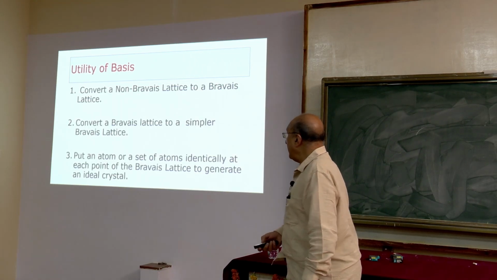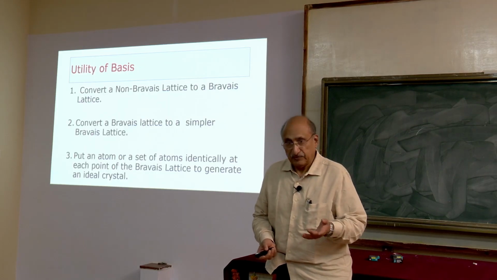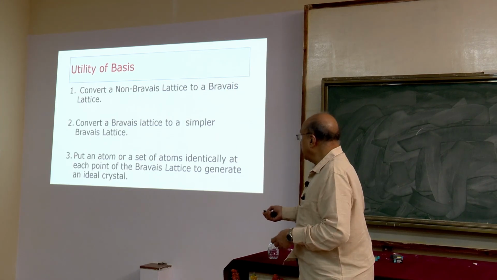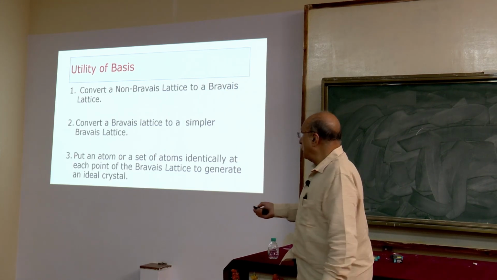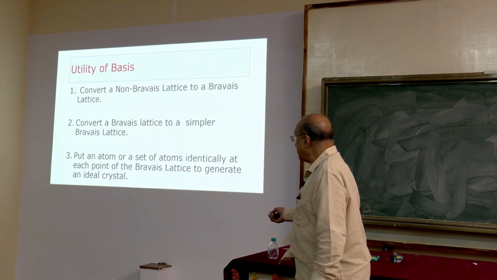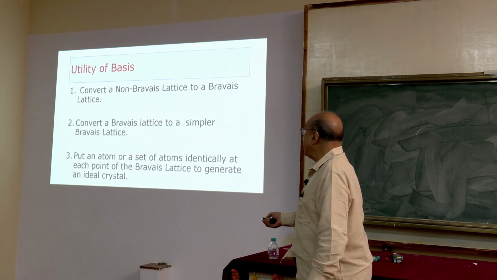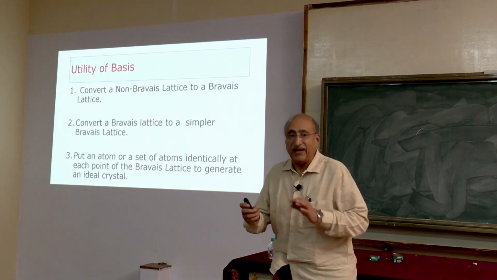Second, convert a Bravais lattice to a simpler Bravais lattice. That also I will give you an example. Third, which is most important for us, to put an atom or a set of atoms or ions identically at each point of the Bravais lattice to generate an ideal crystal.